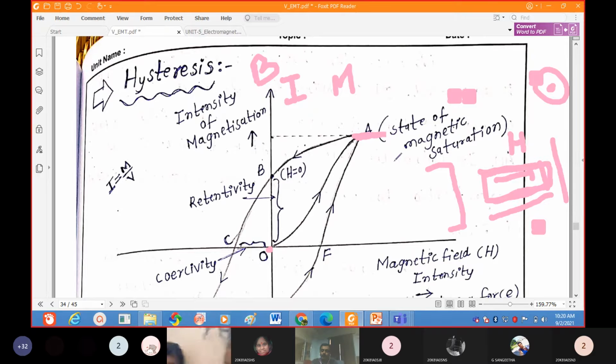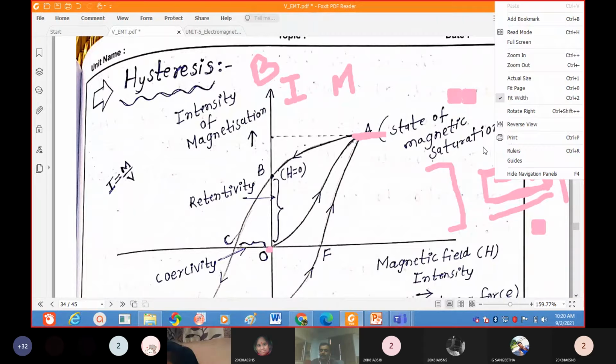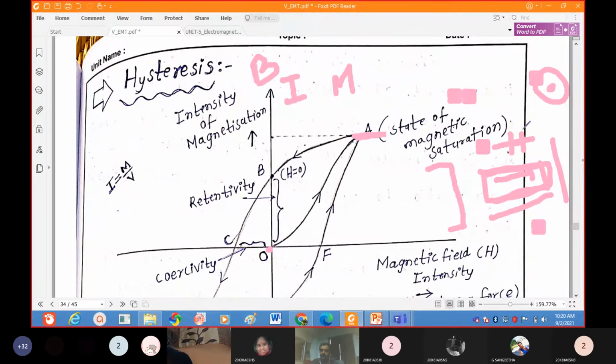Now we decrease the H value, decrease the applied magnetic field. If you decrease the applied magnetic field, the induced magnetic moment inside the bar magnet decreases. Now we are removing the external magnetic field. Even then, there is some induced magnetic field inside the bar magnet.